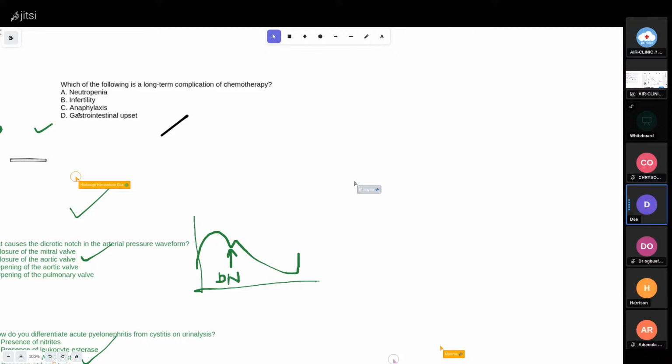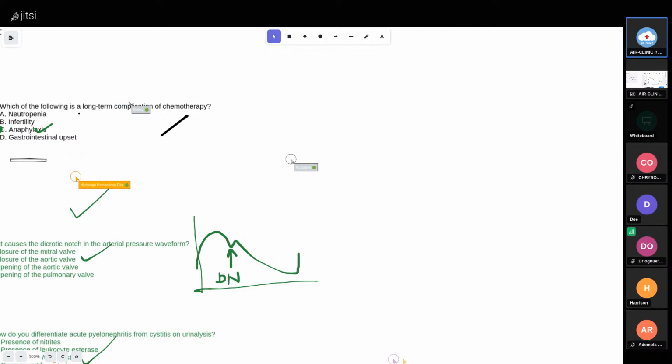Sorry, I'm not the only one seeing the previous screen. The screen I see is the dicrotic notch. I'm not seeing the one you're talking about. That means you scrolled. You have to scroll down. This whiteboard is like a page. If you scroll up, you'll see what we did before. If you scroll down, you'll see what we are doing now.